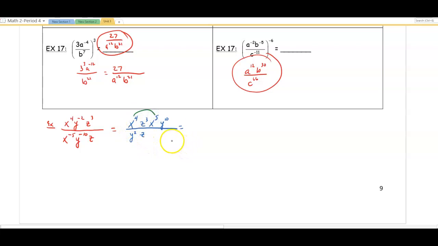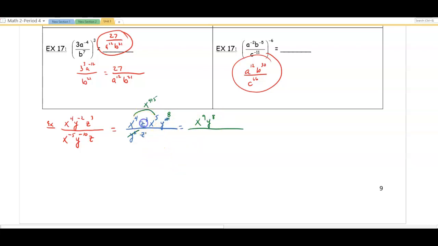Now, to simplify this, I look at my x's. Both bases are up top. So I'm going to multiply them and say it's going to be x to the 4 plus 5. So x to the 9th up top. So y's. If I look, I have 2 y's on bottom, 10 on top. I can cancel 2 out, which leaves me with 8. And where do I have those 8? Up top. So it's y to the 8th.